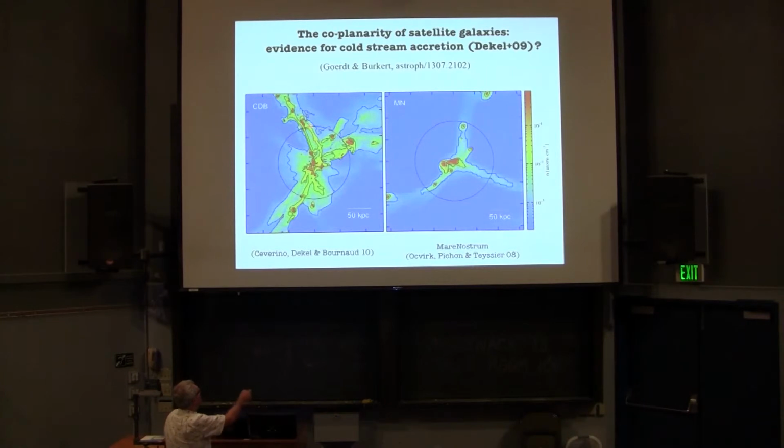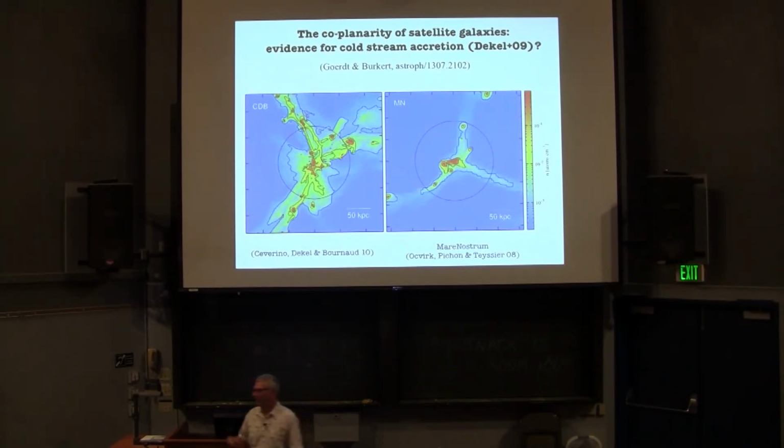Just take a random number of streams and assume that the satellites which we see around galaxies actually came in the streams. Now if you look at the streams here, these two simulations, Mare Nostrum and Daniel's simulation with Avishai and Bono, then you basically see that indeed satellites seem to fall in towards the central galaxy along the streams.